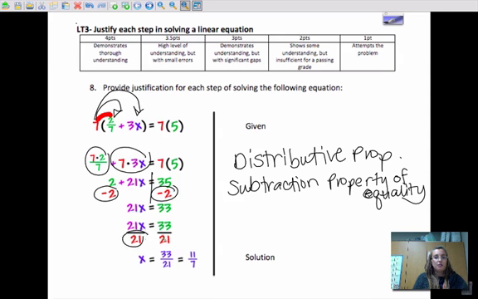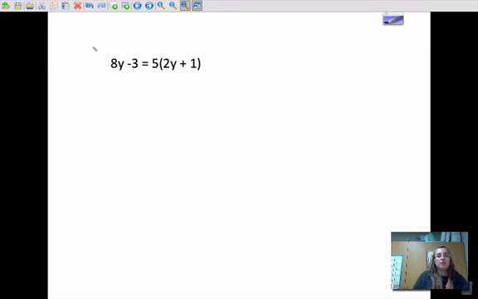The last thing we do is divide by 21 on each side, and that's the division property of equality. Okay? So, as I go through, I'm going to solve through this equation, and I'm going to tell you where you need to provide the justification. I need you to copy down the equation, I need you to copy down the steps, and I need you to copy down or fill in the blanks for the properties.